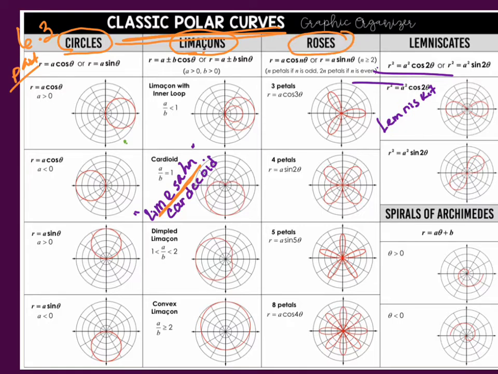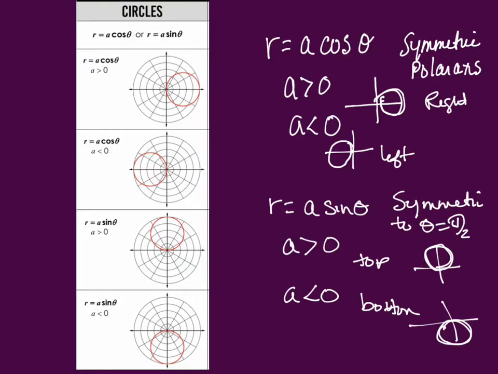And then we have lemniscate. It's actually lemniscate. I don't know why, but that's how you pronounce it. I looked all these up, so I said it right. And then the spiral of Archimedes. So now I'm going to slowly go through how you know which one is which. Okay? So the first thing we're going to learn is the circles.